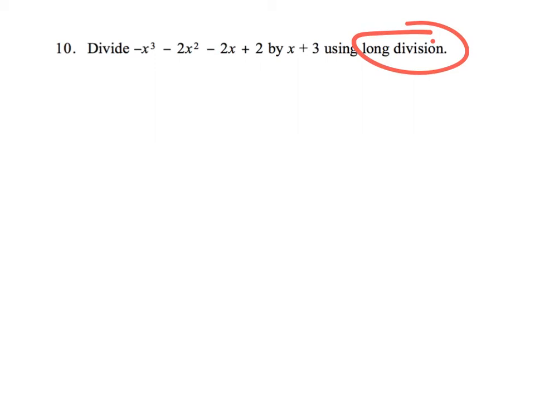The only time we can't use synthetic division is when there's a number in front of our divisor. So if this was 2x plus 3, then synthetic division no longer works. For the sake of this video, I'm going to do the first one using long division, and then everything else we're going to use synthetic division because, quite honestly, it's faster.